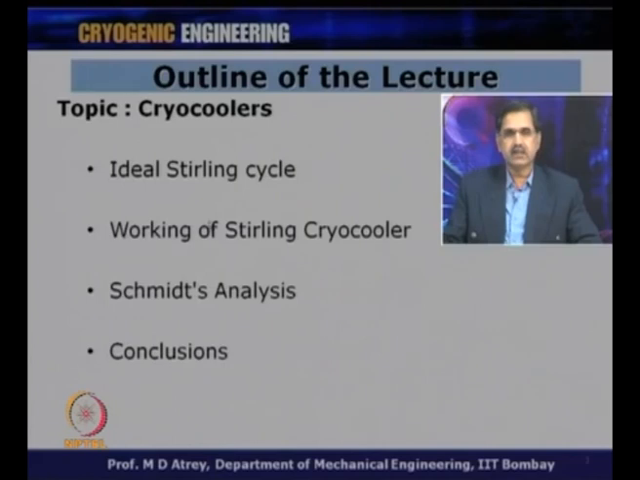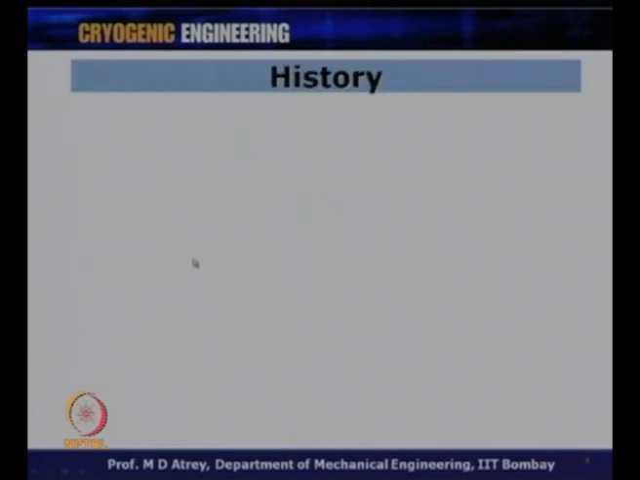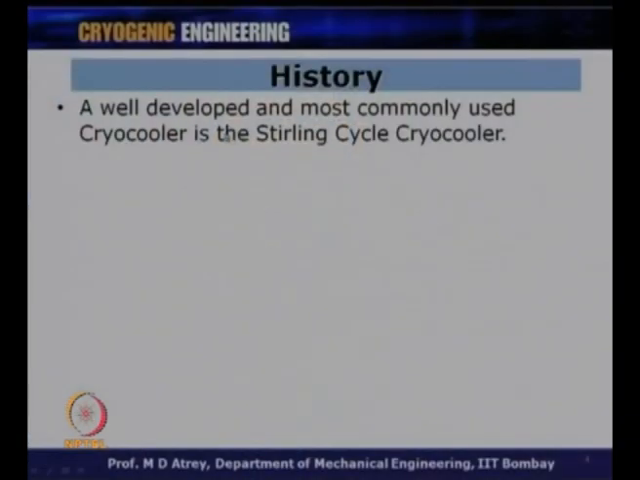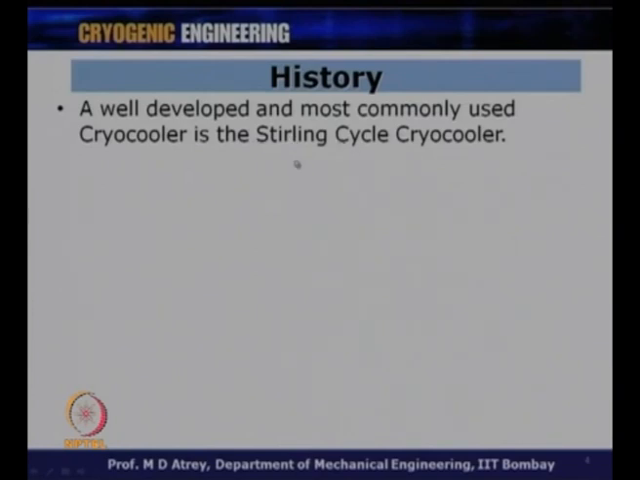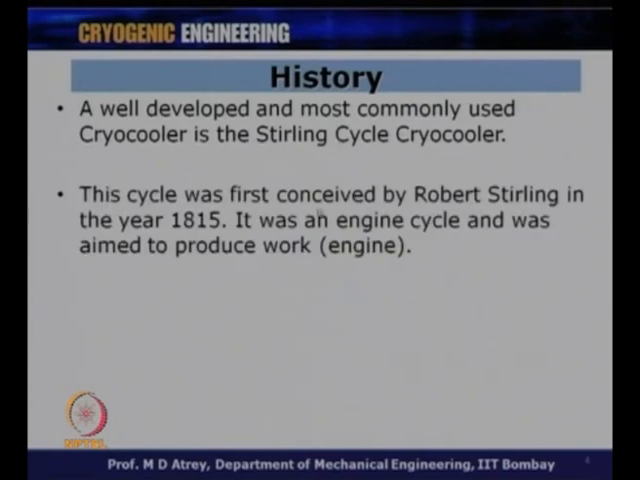So, let us come to the ideal Stirling cycle. Before that, we will have a history of the Stirling cycle and how this Stirling cycle was brought into effect by having different machines. So, a brief history of the Stirling cycle. A well developed and most commonly used cryocooler is the Stirling cycle cryocooler. It is very commonly used and has been used for space application for quite some time, and therefore, a lot of reliable data is available today, and therefore, the efficiency and reliability of Stirling cycle is considered to be very high. This cycle was first conceived by Robert Stirling in the year 1815.